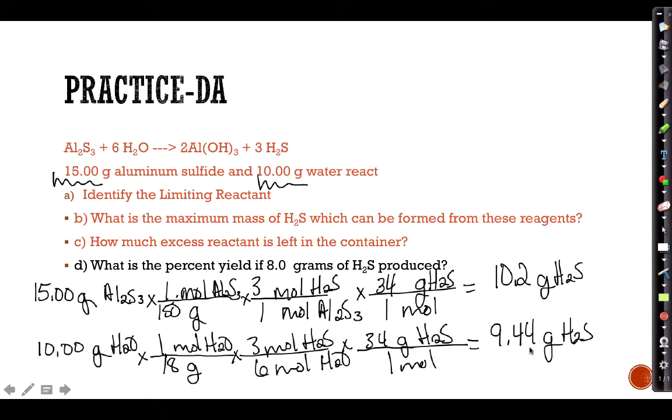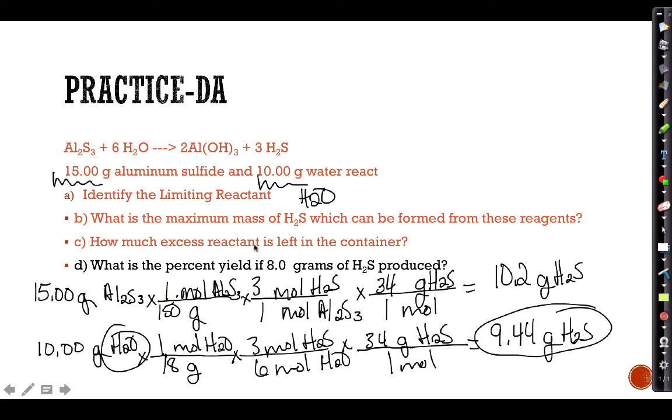And, well, I have two answers. I pick the smallest one. This is the maximum amount of H2S that I can produce. I will not get to 10.2 because once I get to 9.44 grams, I run out of water. Water is the limiting reactant because it produces the smallest amount.